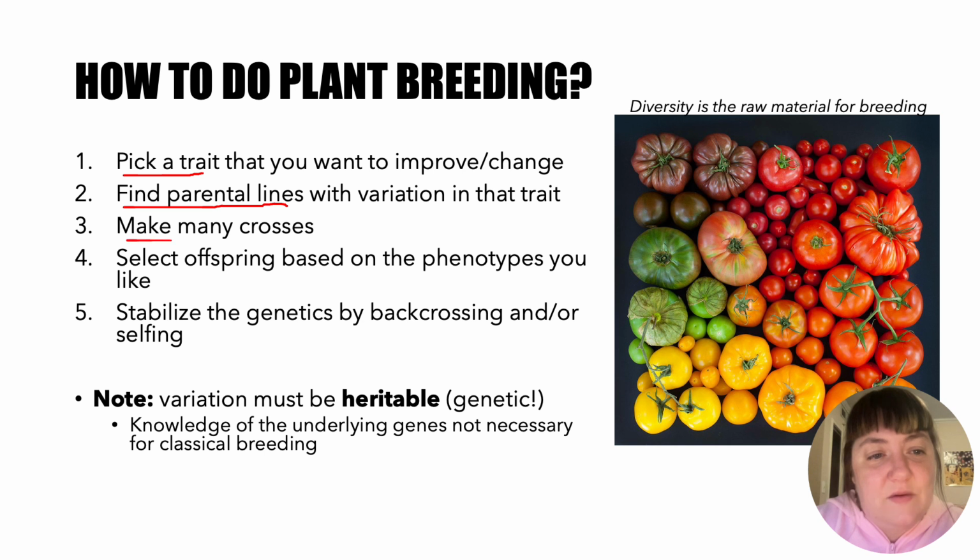Then you want to make many crosses between those parental lines, and then select offspring based on the phenotypes that you like or that you're looking to change. Once you have something that you like, the next step would be to try to stabilize the genetics by back crossing or selfing, if you can do that in your crop species. I will mention here that every crop and every plant is different in how people do breeding, and it depends on a lot of factors.